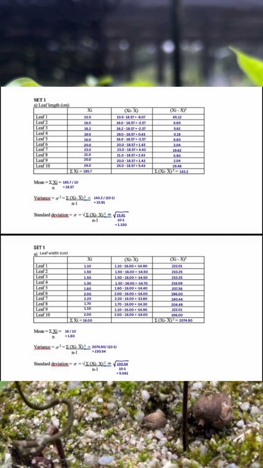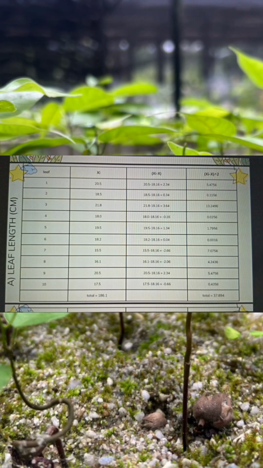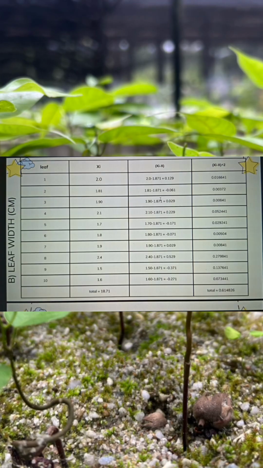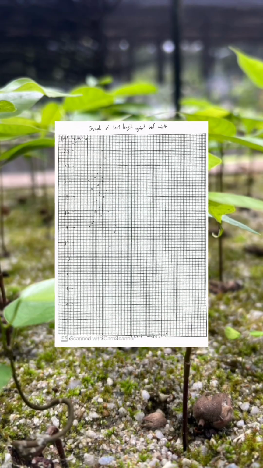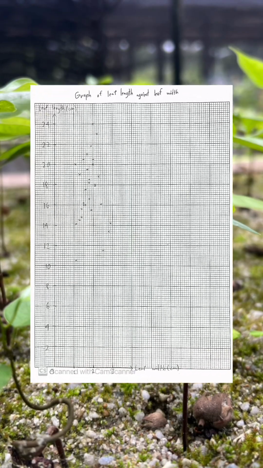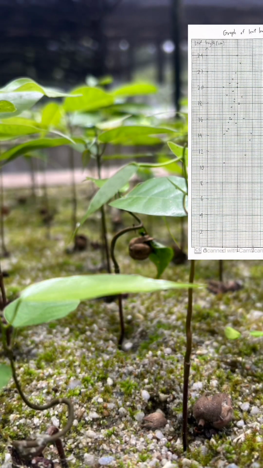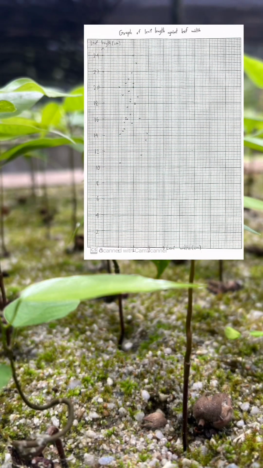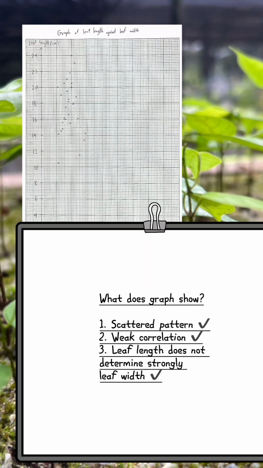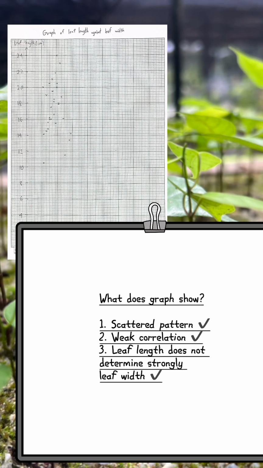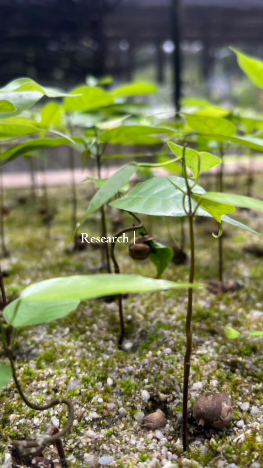Besides analyzing the variation within the samples, we also investigated the relationship between the leaf length and the leaf width through correlation analysis. All 30 leaf samples from the 3 sets were plotted on graph paper using a scatter plot. Based on the distribution of the data points, the graph showed a scattered pattern, suggesting a weak correlation between the 2 variables. This indicates that leaf length alone might not strongly determine leaf width, as other biological factors may contribute to differences in leaf morphology.